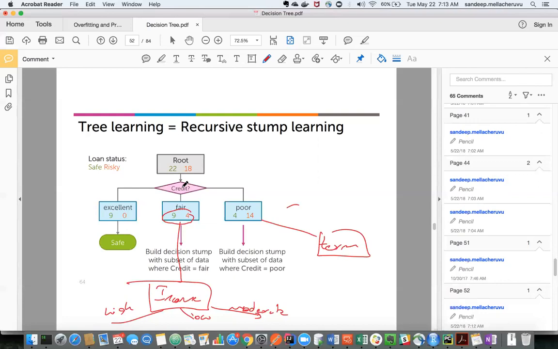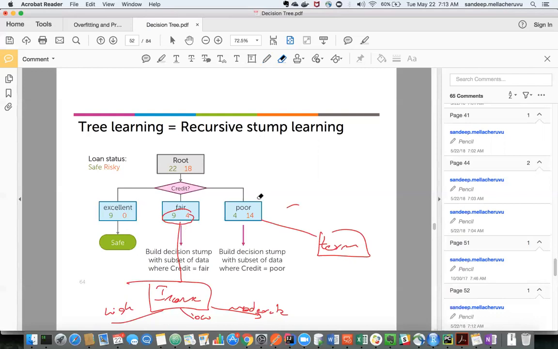earlier. Find out the classification error when you split on term, when you split on income. Find out which one is better among term and income according to the classification error, and select that as a winner. And this is nothing but recursion.